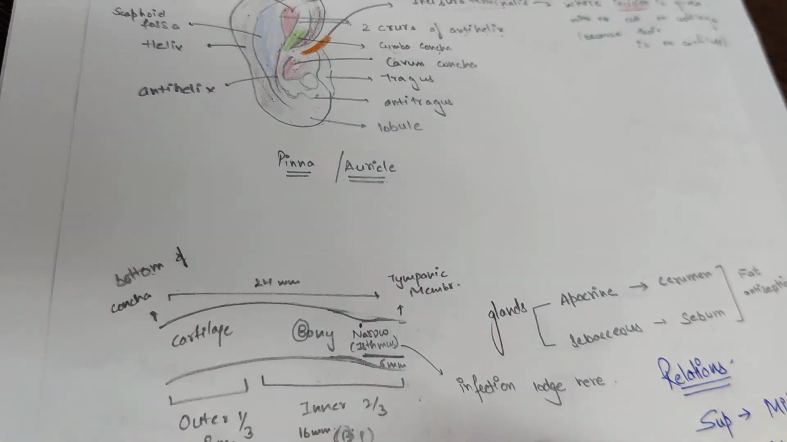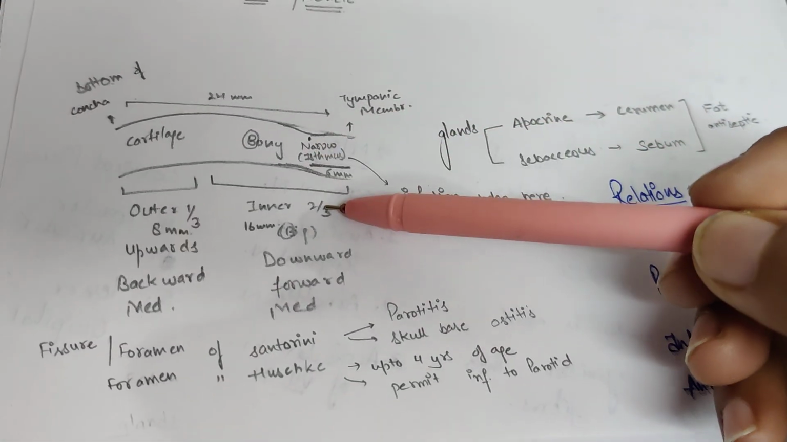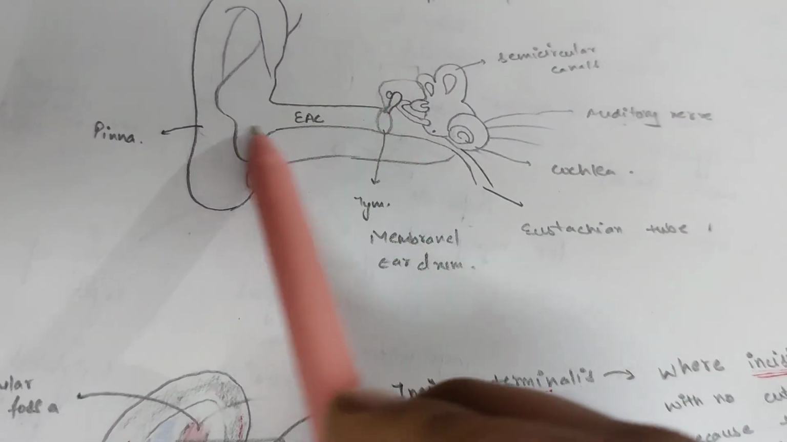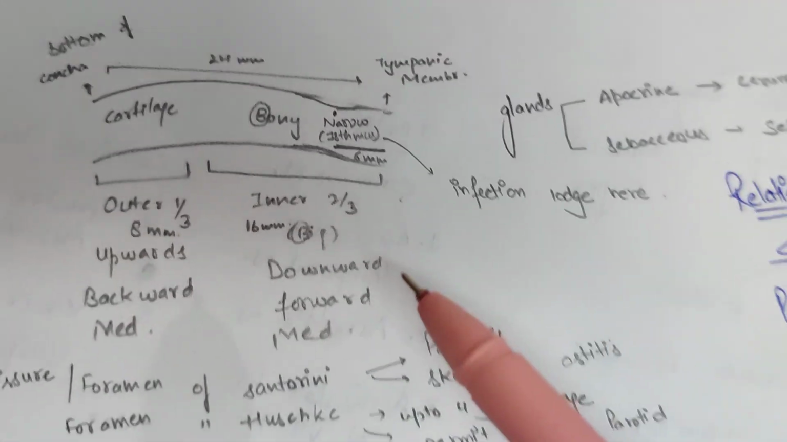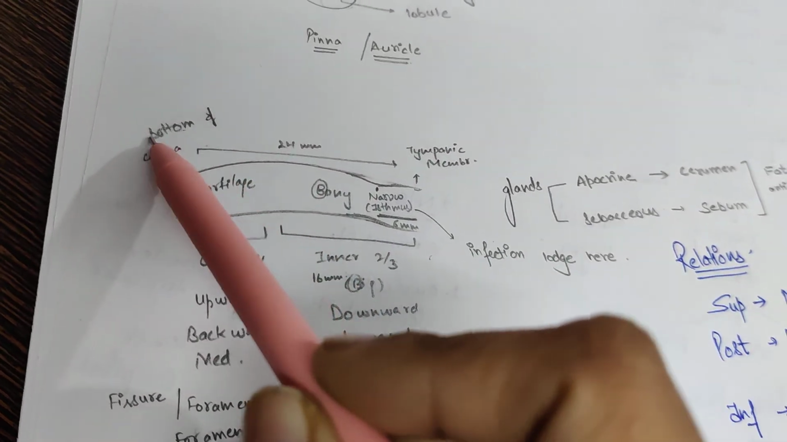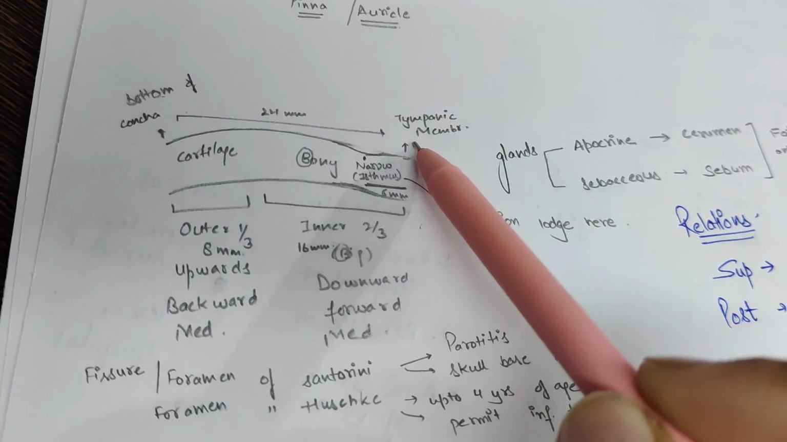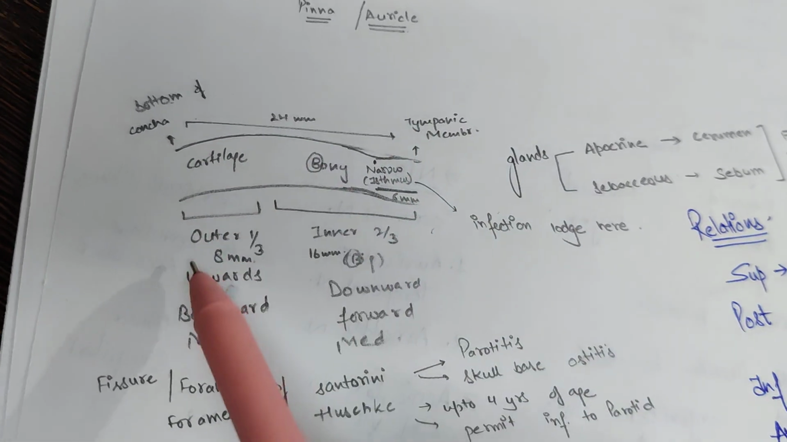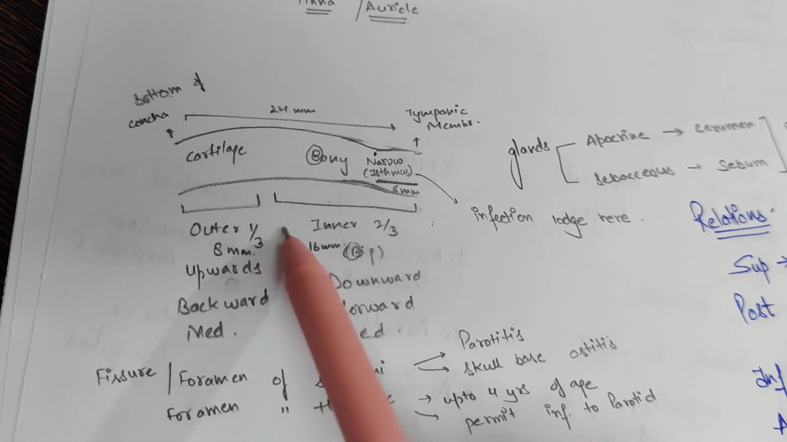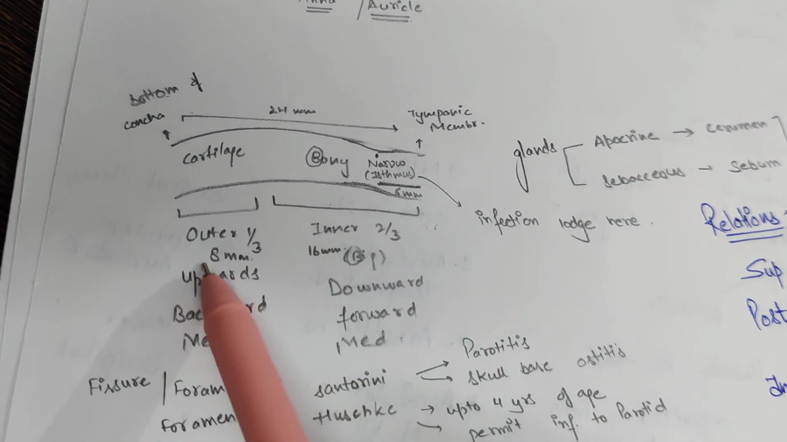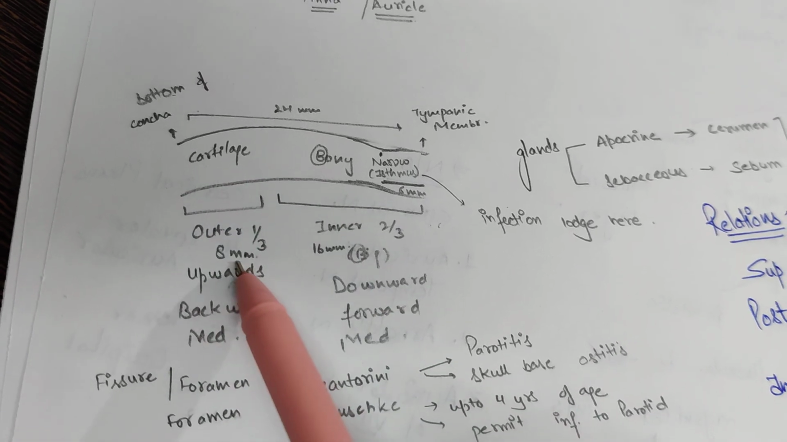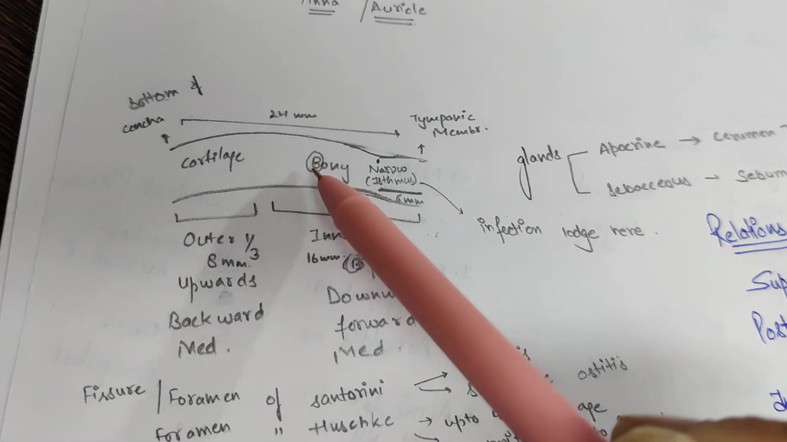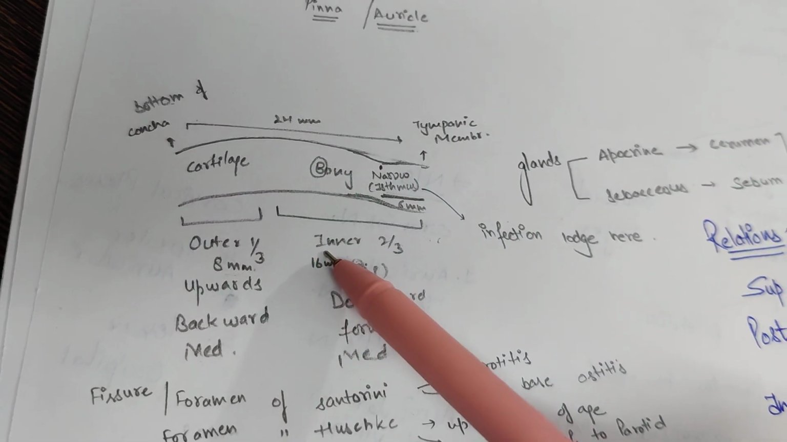Next is the external auditory canal. This is the external auditory canal. It extends from the bottom of the concha to the tympanic membrane. It is 24 mm long. It is divided into two parts: outer 1/3 and inner 2/3. The outer 1/3 is cartilaginous and is 8 mm. The inner 2/3 is bony and is 16 mm. So from this we can learn: B for bony, B for big, and 16 mm.